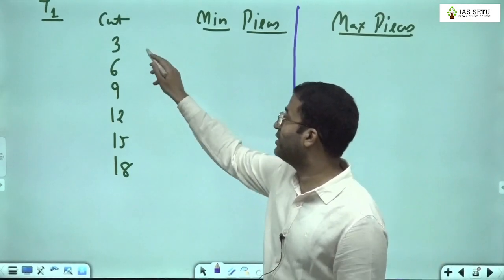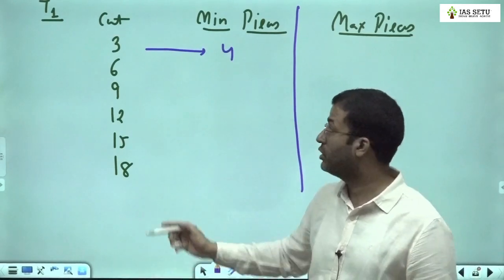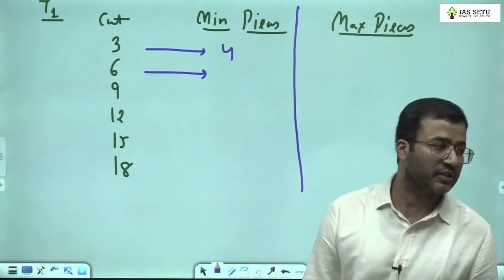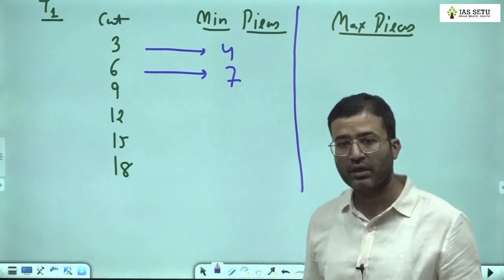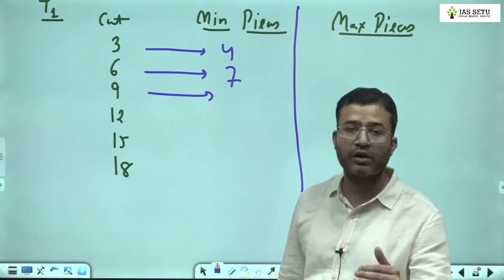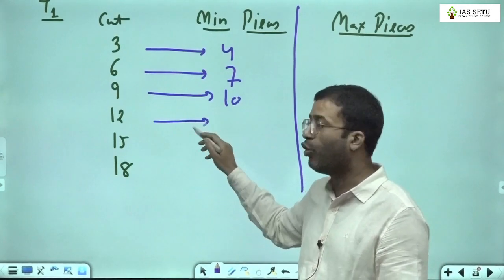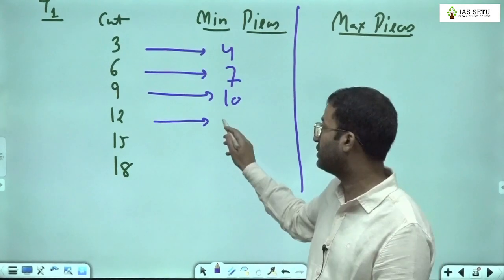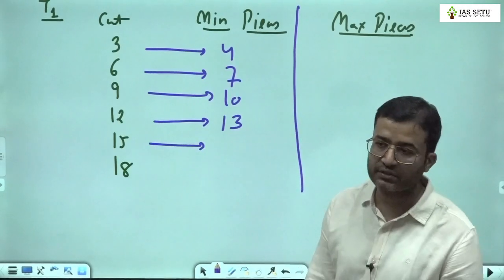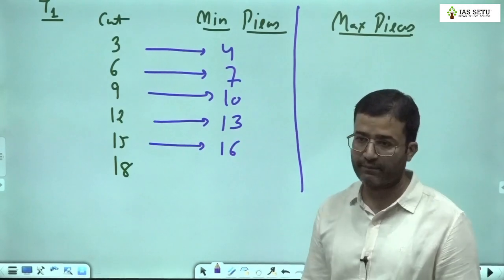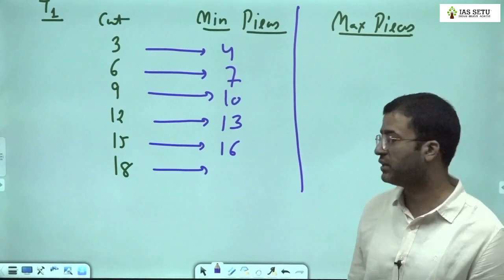With 3 cuts, what are the minimum pieces? 4. You put 3 cuts on one axis, 4. 6 cuts, what are the minimum pieces? 7. And there is only one way: make 6 cuts on one axis. 9 cuts, if I put all 9 cuts on one axis, how many pieces? 10. And that is the minimum. If I put all 12 cuts on one axis, how many minimum pieces? 13. If I put all 15 cuts on one axis, what are the minimum pieces I will get? 16. If I put all 18 cuts on one axis, what are the minimum pieces I will get?